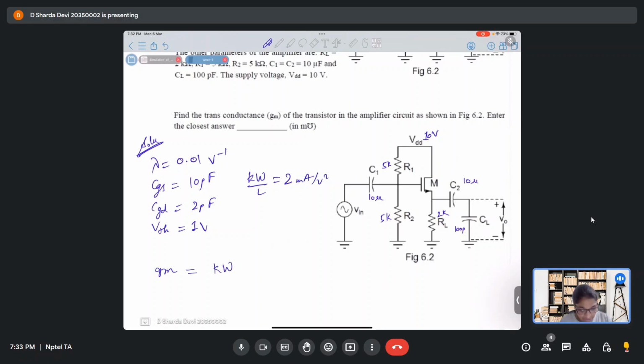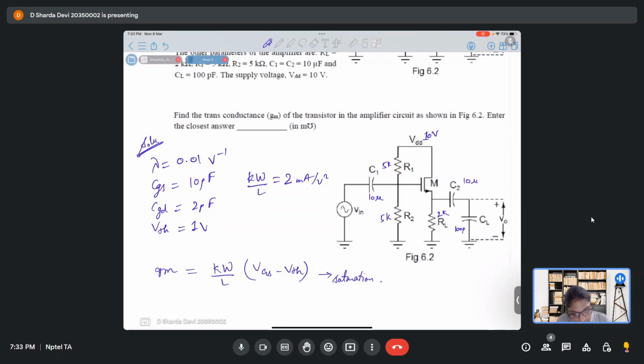For saturation, it's VGS minus VTH, right? This is for saturation. So first of all, we need to check whether our transistor is in saturation or not. So what type of MOSFET is this? NMOS, right? Here it is drain, here it is source, this is gate.